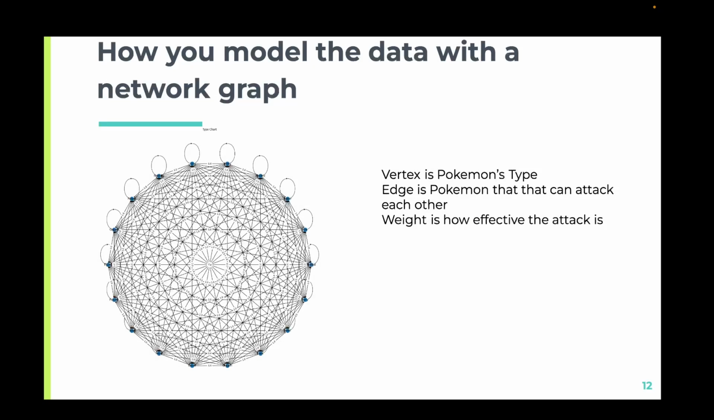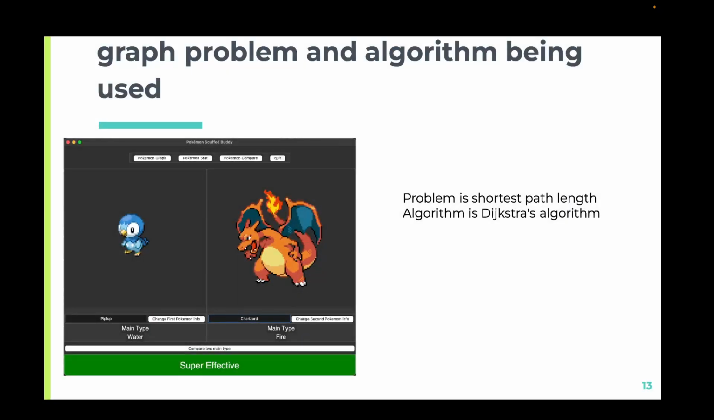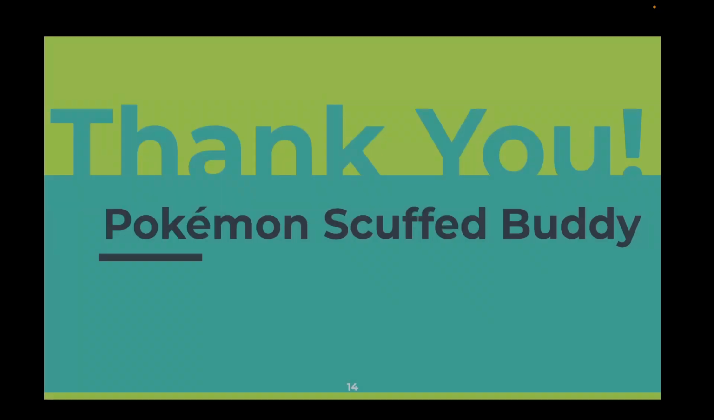How I model my network graph: the vertex is the Pokemon type, the edge is the Pokemon types that can attack each other, and the weight is how effective that attack is. So the problem is that if the effective attack is the weight, we can find the shortest path and we will know how effective the attack is by using the Dijkstra algorithm, because it has weighted edges. Thank you.